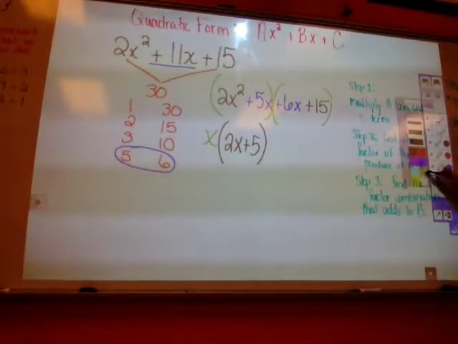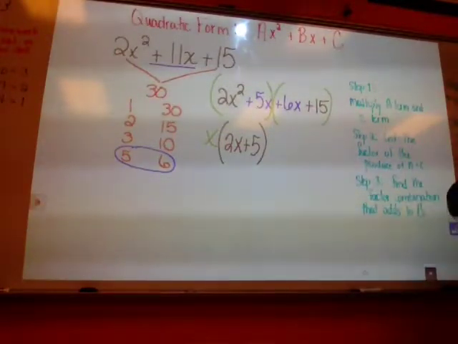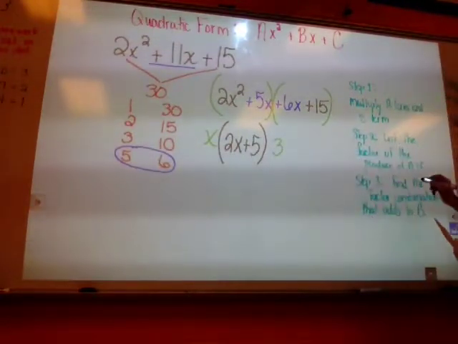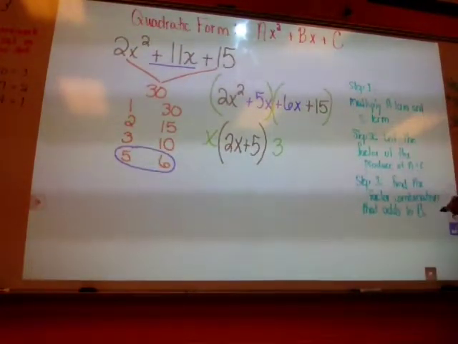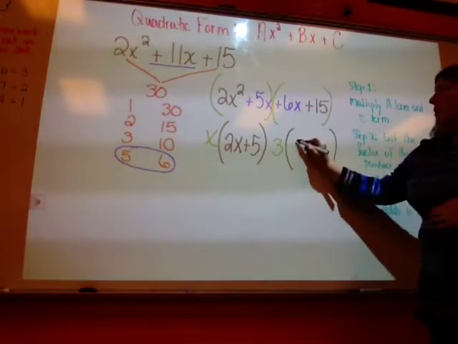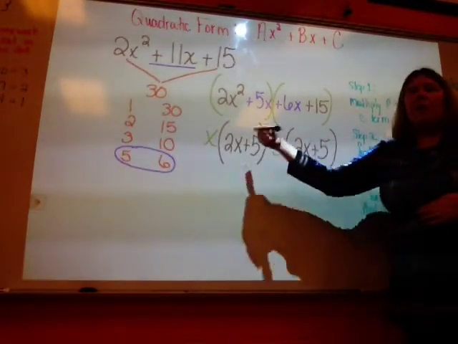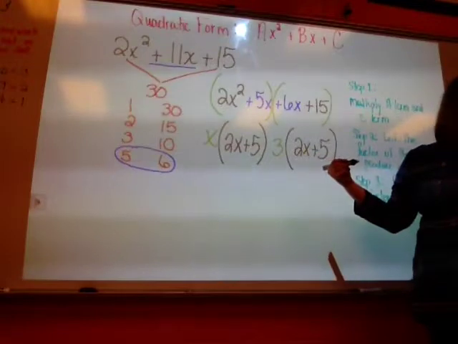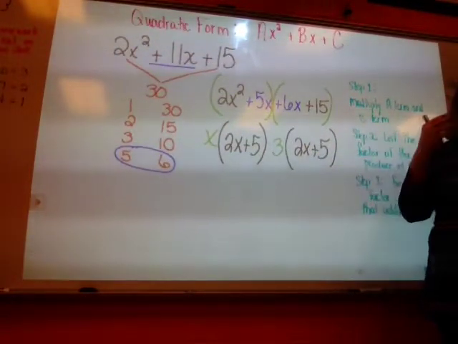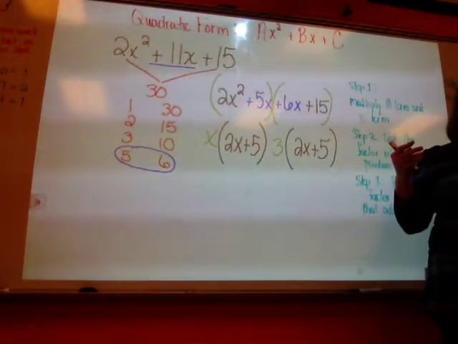Then I've got to look at my next binomial. What can come out of a positive 6 and a positive 15? A positive 3. X I can't pull because I only got them in this term. What's going to stay? 2x plus 5. If I do it correctly, I should end up with the same thing. Okay? If you don't end up with the same thing, chances are you haven't pulled out the greatest common factor. Does that make sense? Are we okay with that?